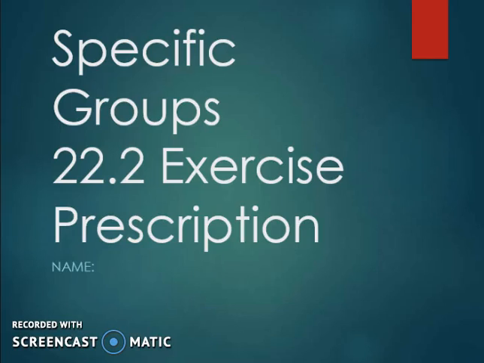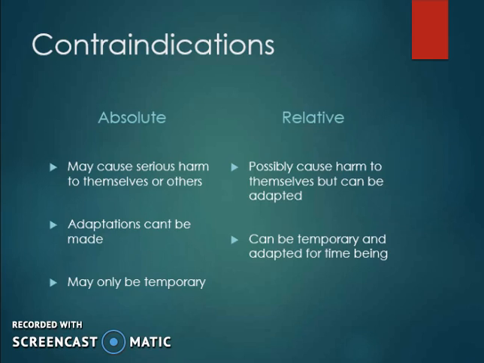Hi, and welcome to 22.2 specific groups exercise prescription. In this, I'll be going over the various types of contraindications and how they may affect your ability to do certain exercises. A contraindication is something that can stop you from doing physical activity or maybe something that you have to keep in mind. And there's two different categories, and these are absolute and relative contraindications.